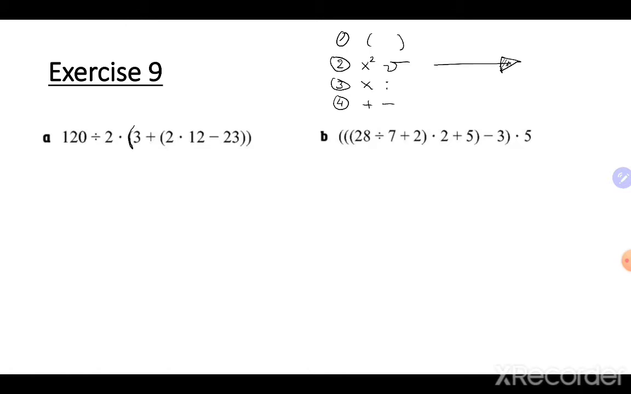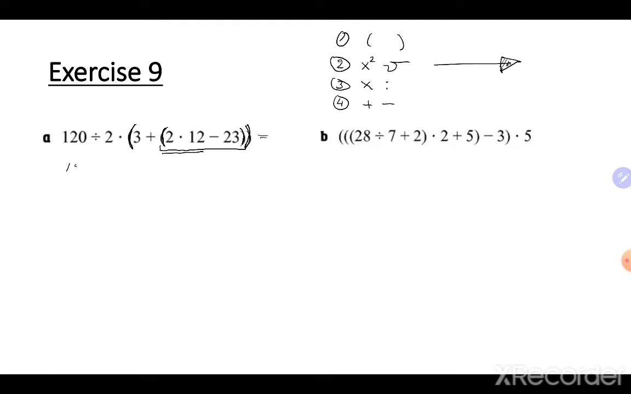Well, if you look at exercise 9, we find the brackets. There you go, that's your first bracket. And inside the bracket, there's another bracket. This one. So we're gonna focus on that bracket, that part. And there's the first order, and that's 2 times 12. Yeah, so we're gonna copy everything.